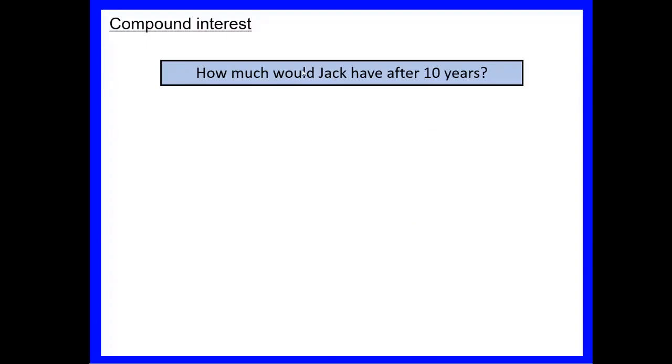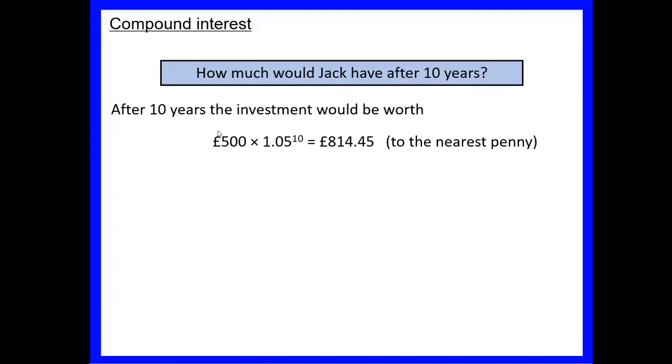Okay, so now we've got a shortcut to get there. We can see how much he would have after 10 years. So if we use that same idea, we've got the £500 we started with times our 1.05, our decimal multiplier for our 5% increase, and all we've changed here then is our power to 10 to represent that we want to do the 1.05 10 times. So 1.05 times itself 10 times, just to be really clear.